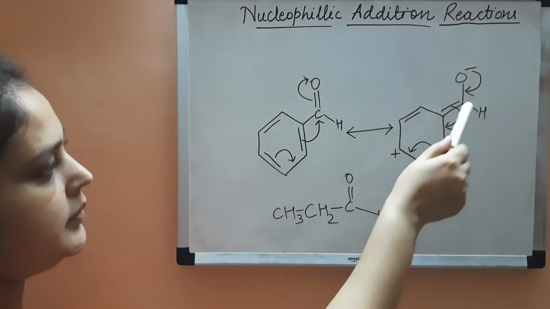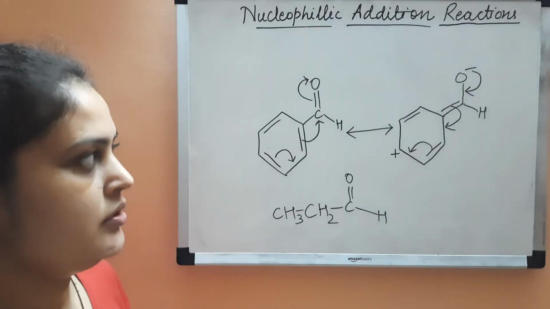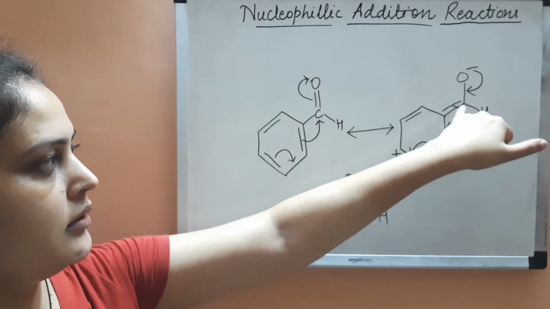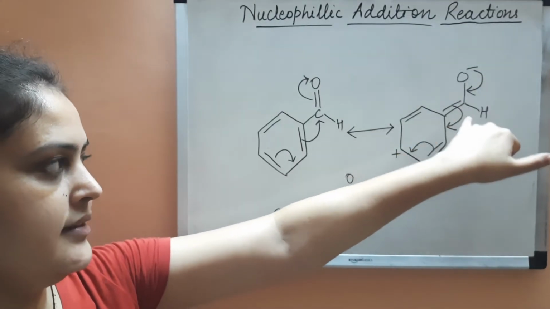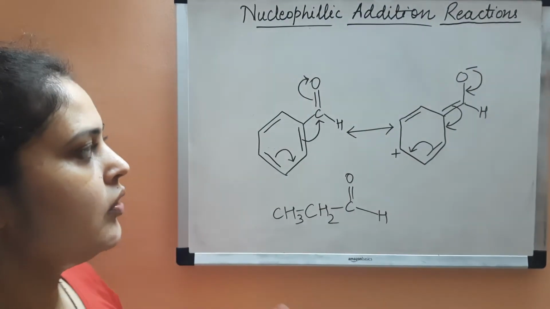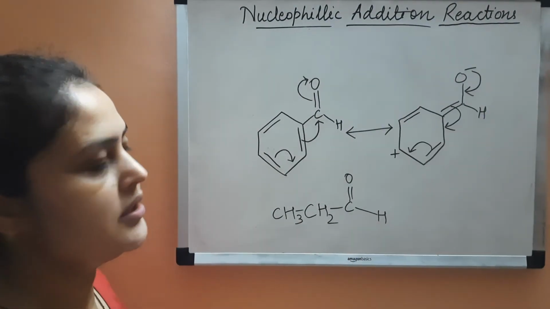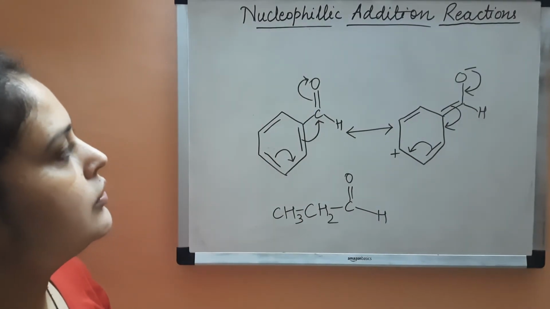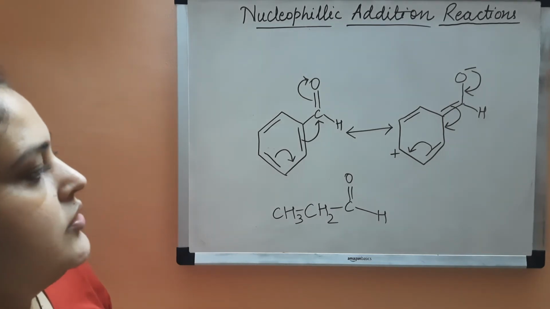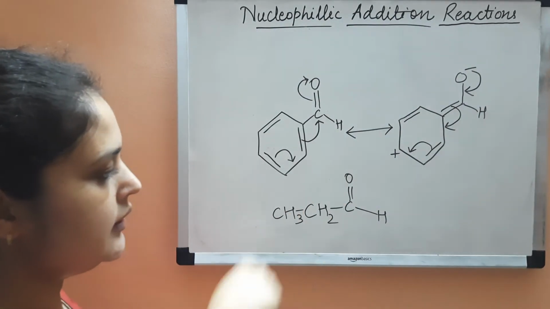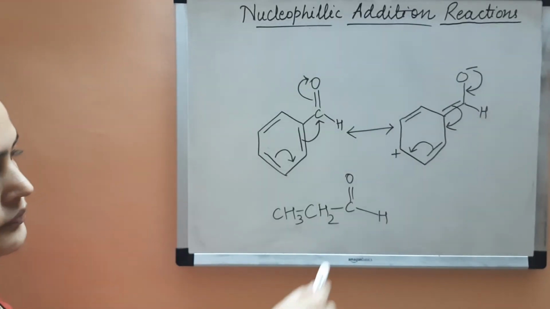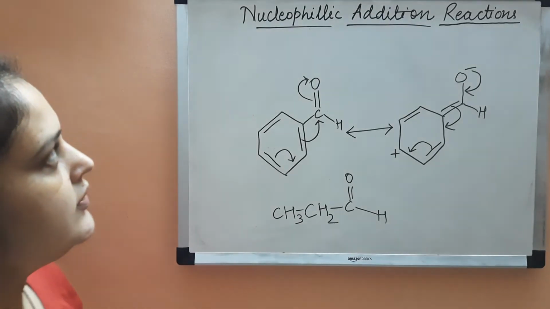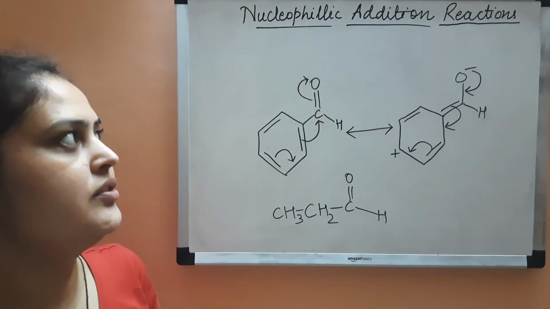Therefore, the carbon is electronically rich. The nucleophile will not attack this carbon because it has more electron density here. That is also why the polarity of the carbonyl carbon is decreasing. That is why benzaldehyde will not undergo nucleophilic addition reaction as easily as propanal, because in propanal there is no resonance, and therefore the electrophilicity of the carbon is maintained. Next we will see some examples of nucleophilic addition reactions.